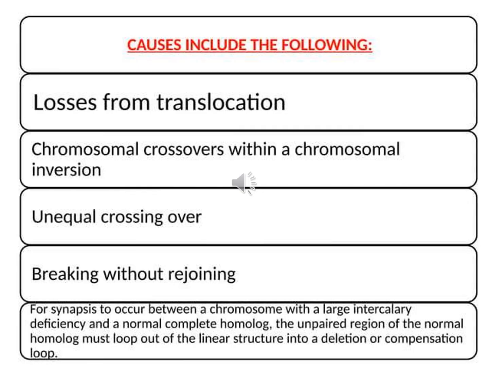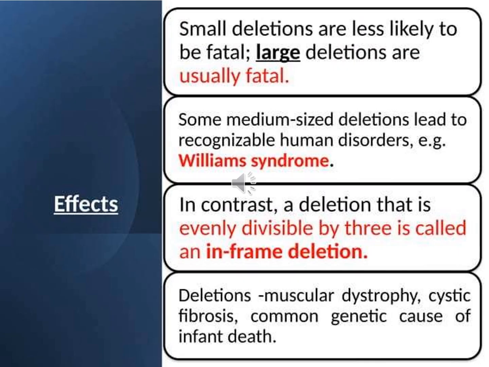There are certain causes, which include losses from translocation, chromosomal crossovers within a chromosomal inversion, unequal crossing over, and breakage without rejoining. Synapsis may occur between chromosomes with a larger intercalary deficiency and a normal complete homologue. The unpaired regions of the normal homologue must loop out of the linear structure into a deletion or compensation loop. So, we already discussed what the effects are.